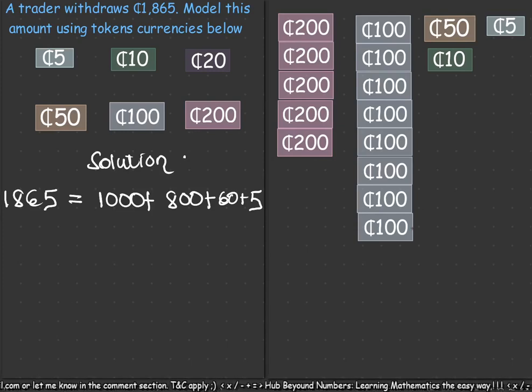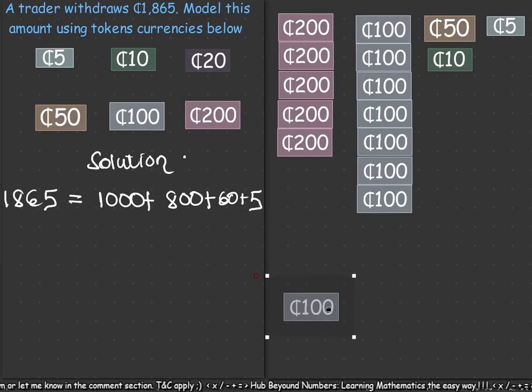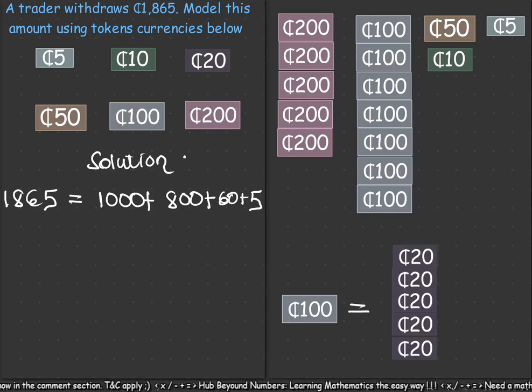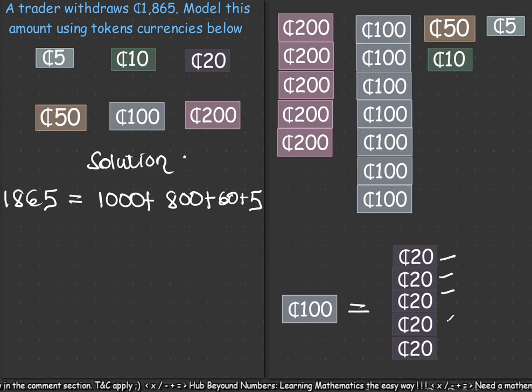You see, so we can choose to pick one of the 100 cedis this year. I just pick one of them because we know 100 cedis would then be what? 5 of the 20 cedis, as you see over here. So 100 cedis is 1, 2, 3, 4, 5. 5 of the 20 cedis.